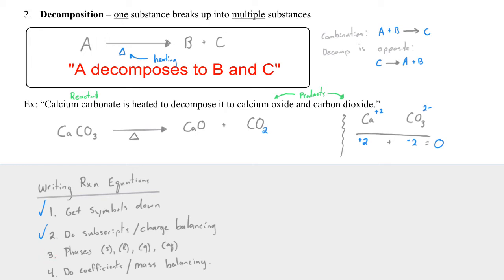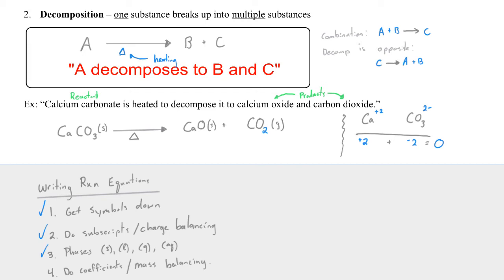For any ionic compound here, we have to put in a solid. So calcium carbonate, is that ionic? Yes, so that's a solid. What about calcium oxide? Yes, that's also ionic, right? Calcium is a metal, oxygen is a nonmetal. So here's a solid again. What about carbon dioxide? That's right, carbon dioxide is in fact a gas, so we can put parentheses and the symbol G right next to carbon dioxide. Now we've completed step 3.